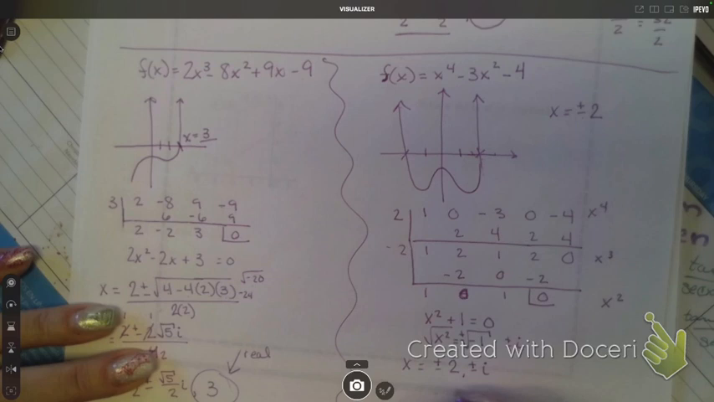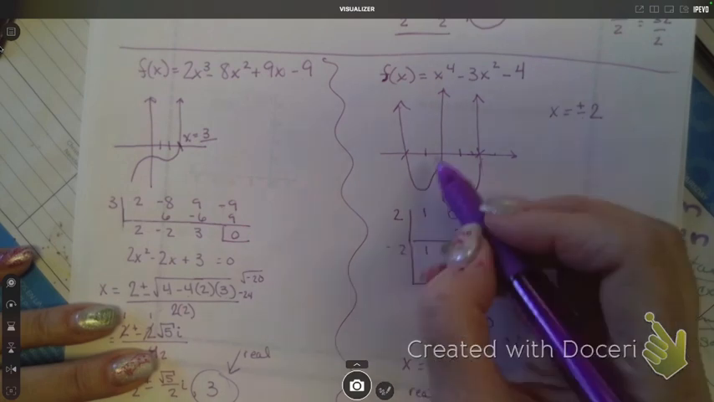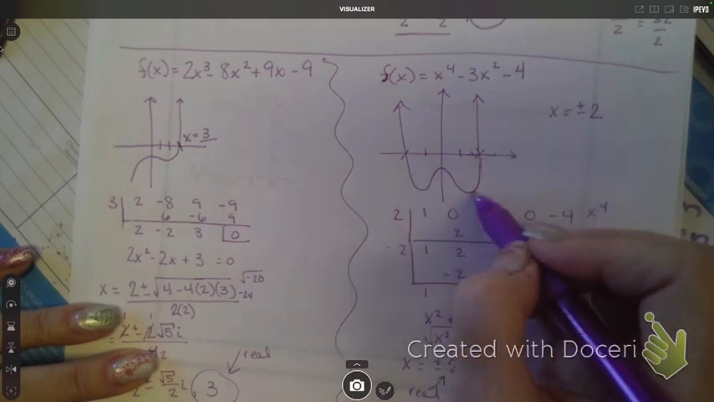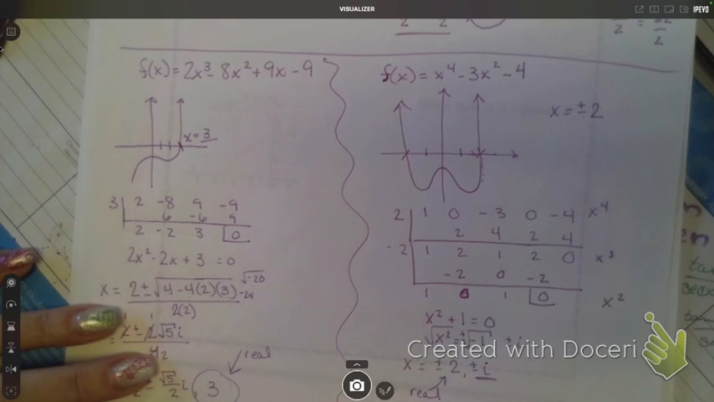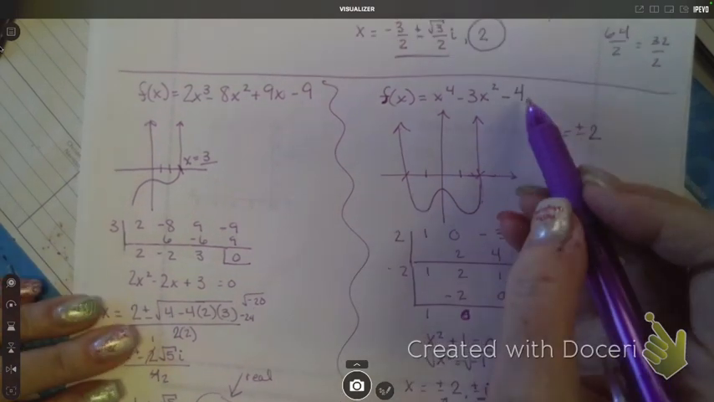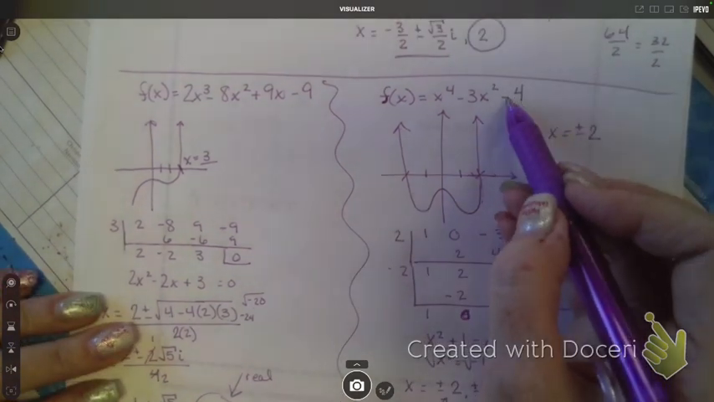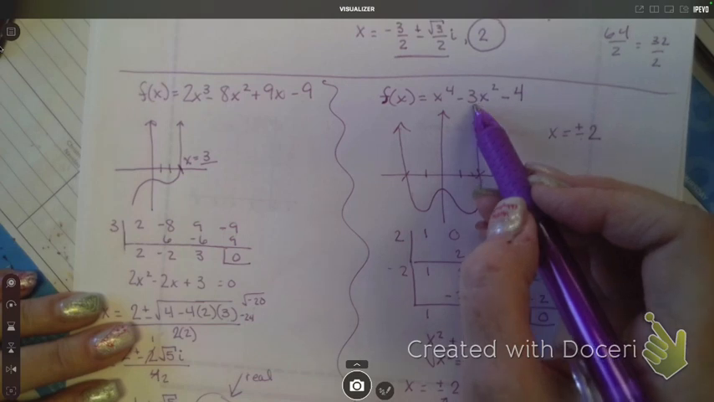So my real zeros are 2 and negative 2. And what did this i cause in this graph? That hump. Now, guys, can I get the factors of 4 that subtract to 3? 4 and 1.